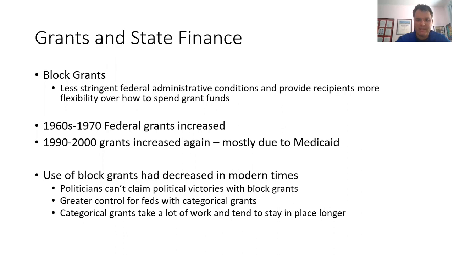But then by the end of the 1970s, it comes about that, you know what, if I give people a bunch of money and I don't tell them what to do with it, they don't always do what I want them to do with it. And so the use of block grants has decreased over modern times. The book talks about some of the reasons, and one is that politicians can't claim victories for block grants.